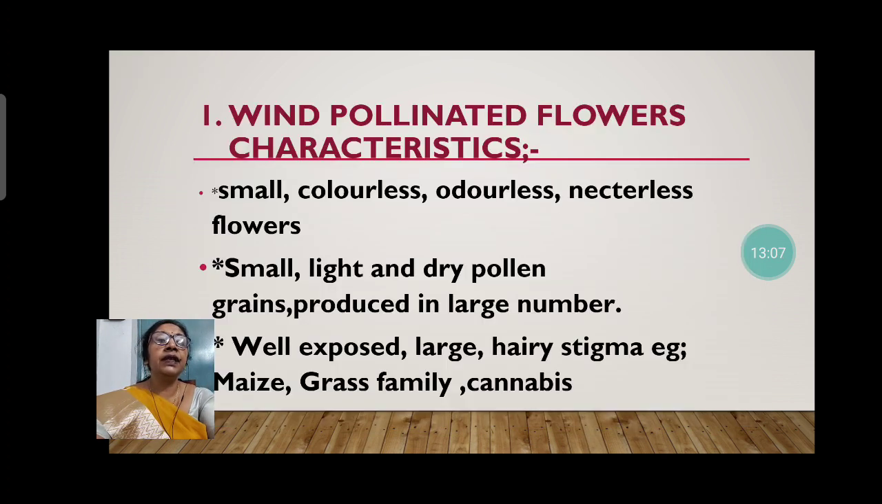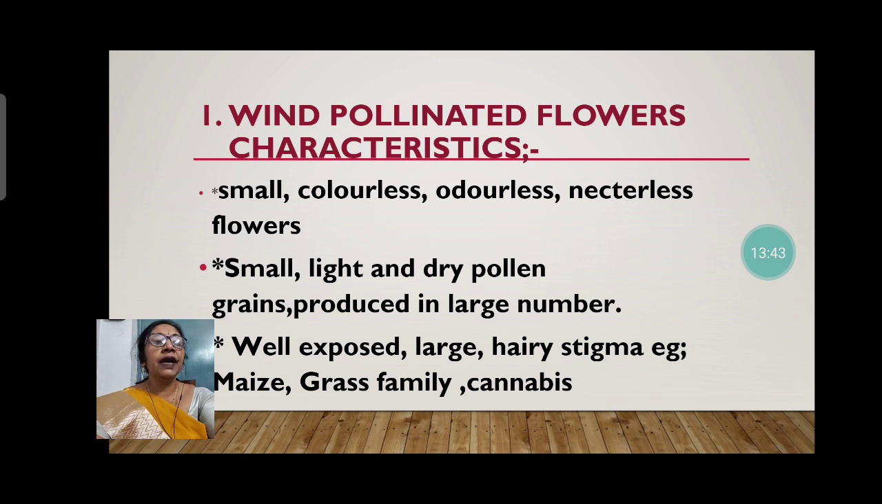So what are the features of such plants? They produce small, colorless, odorless, nectarless flowers. Okay. Because the flowers are small, pollen grains are also small, light and dry, so that they can be easily blown away with the help of wind. And they are produced in large number. The stigma are well exposed and large, so that when pollen grains come through the wind, they may stick to the stigma. Okay. And they are also exposed.